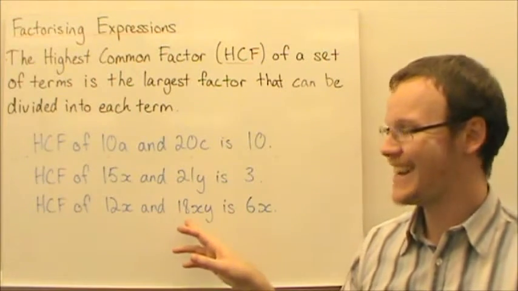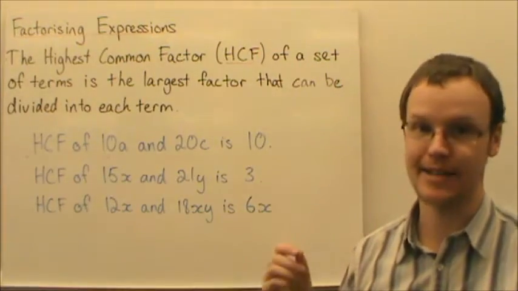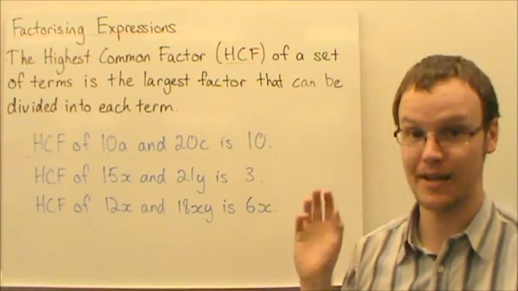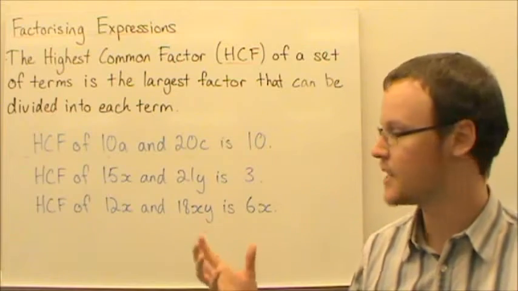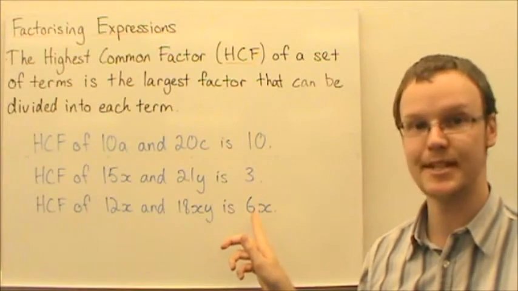For 12x and 18xy, however, both of these have an x as part of the term. So both of them are divisible by x. 12 and 18 are also both divisible by 6. So the highest common factor of 12x and 18xy is 6x.